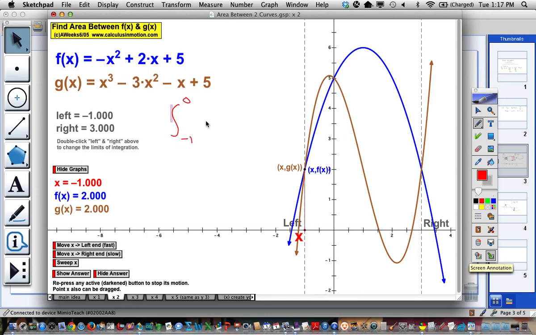-1 to 0, and which curve's on top? The cube. Now, here is a little trick for you. If the functions have been defined as g and f already, this is good on the AP test, it's good enough for me, then you can go ahead and just write that.